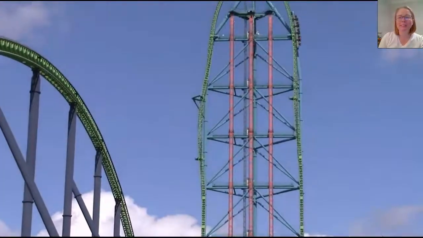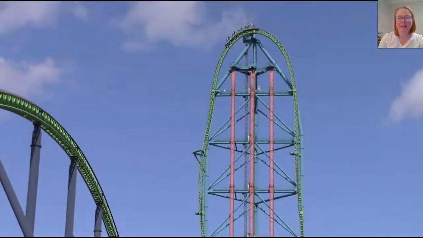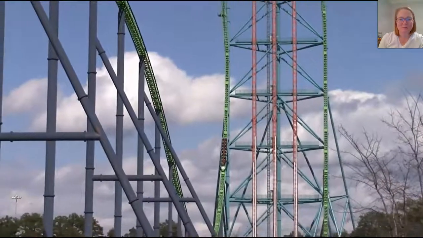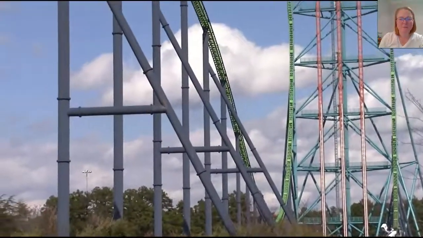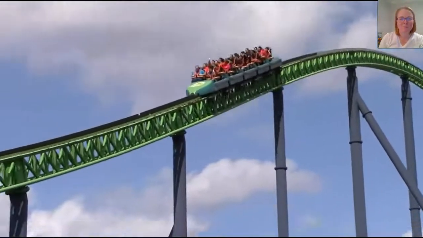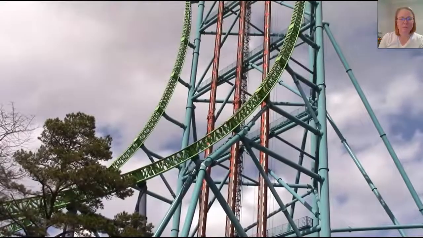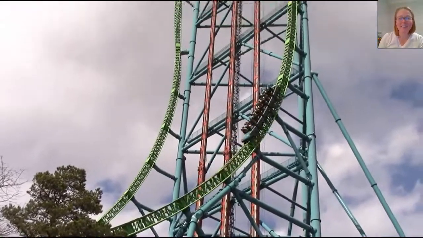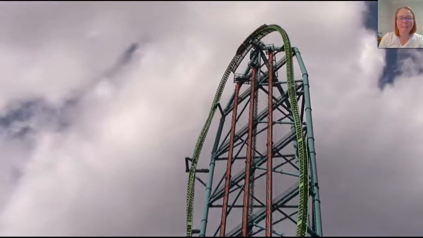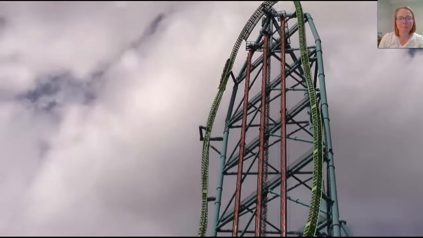Does a little twist at the top and on the way back down too. Here it goes again. Little closer view. There's the twist. Now it's up to a bigger twist.